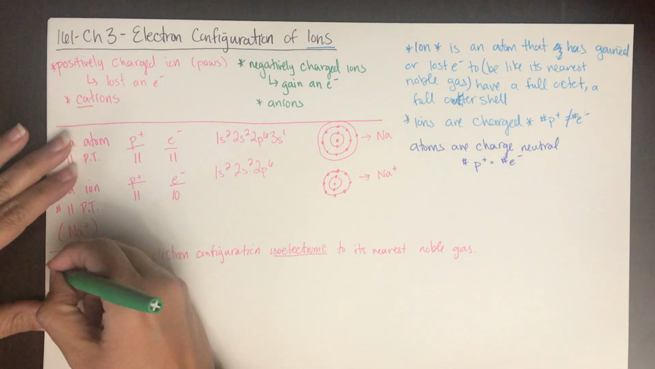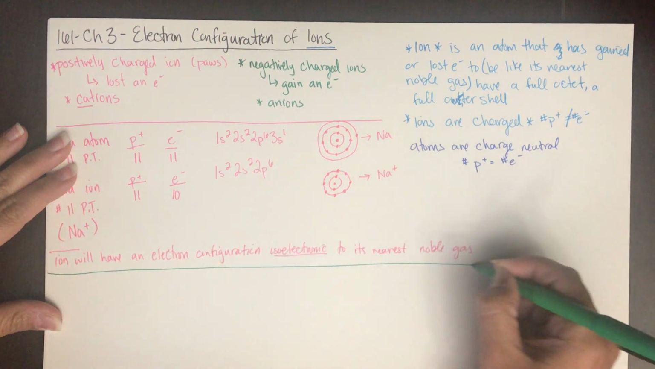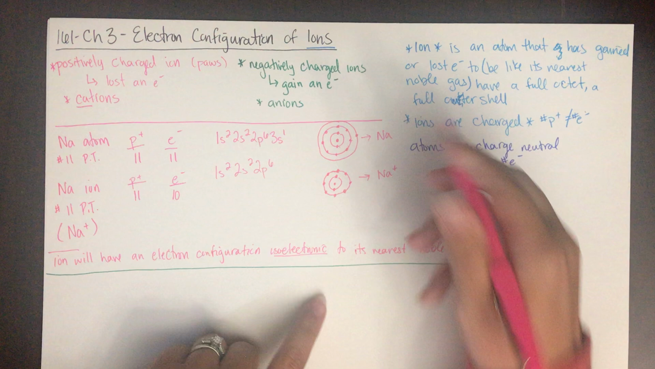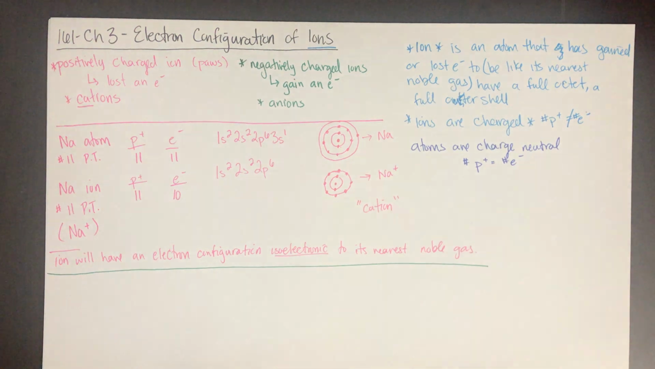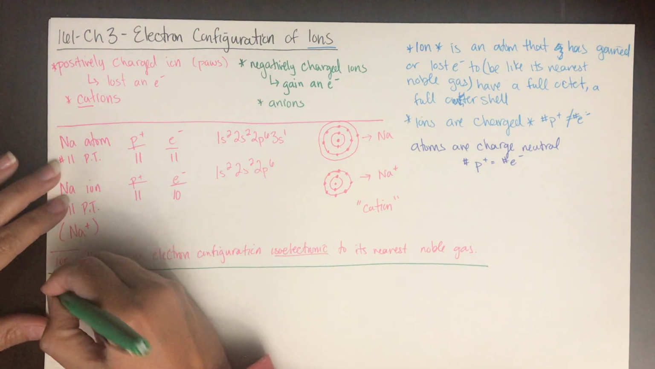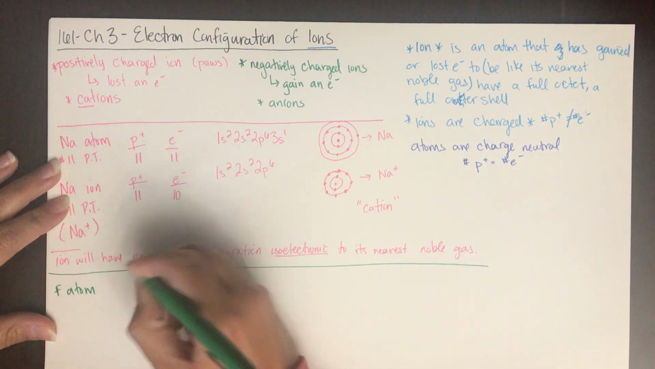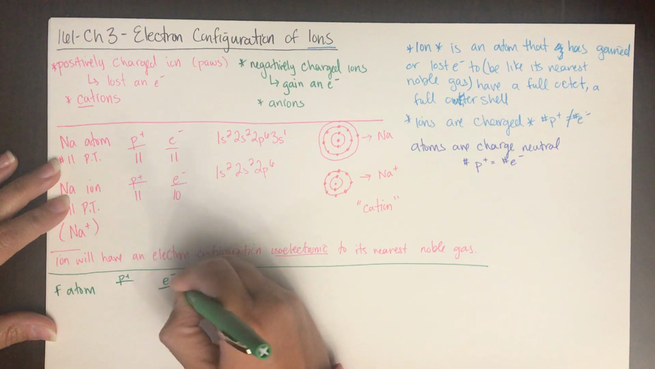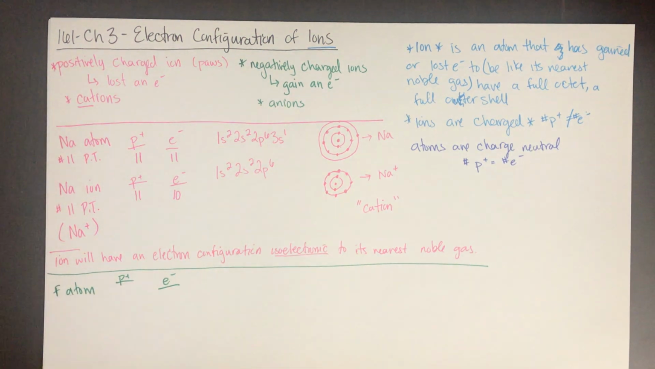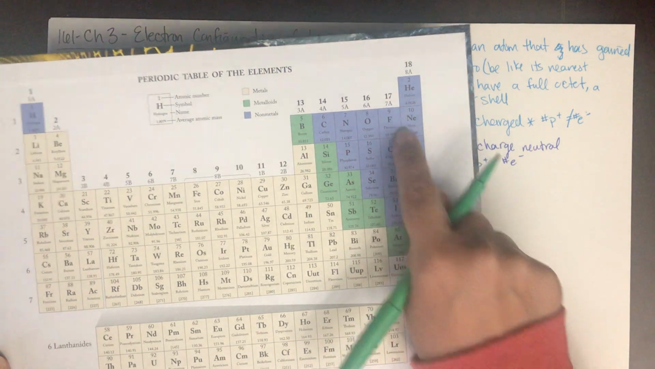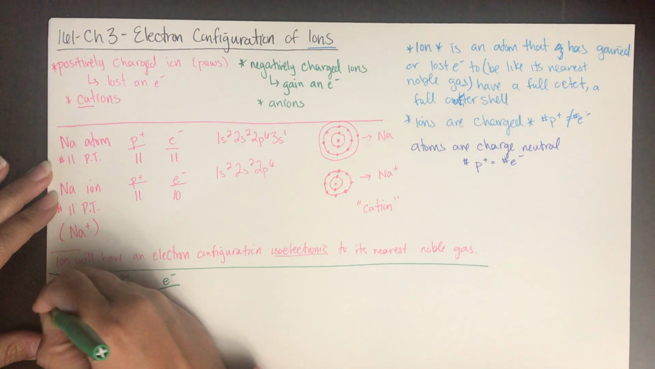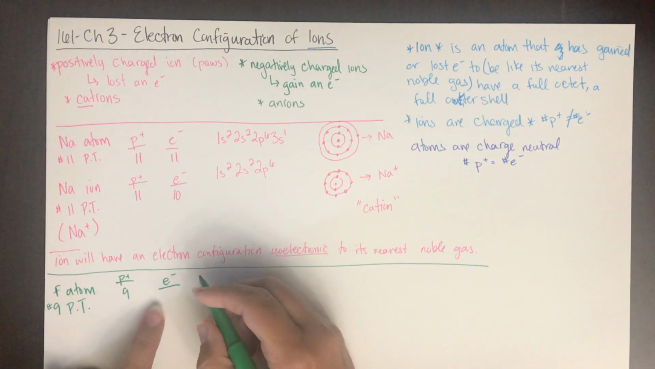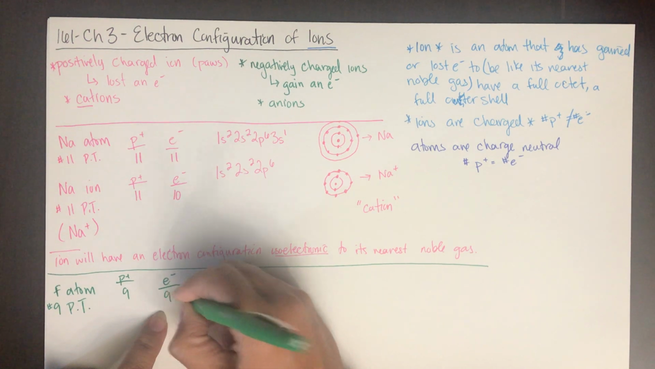So now let's do the same thing with an anion. So again, this sodium ion, remember, because it's positively charged, that would make this a cation. So now let's look at an anion. So the one that I said before was fluorine. So let's look at the fluorine atom, the number of protons, the number of electrons, and then we'll draw the electron configuration. Fluorine on the periodic table is number 9. So that means it also has 9 electrons because it's neutral.